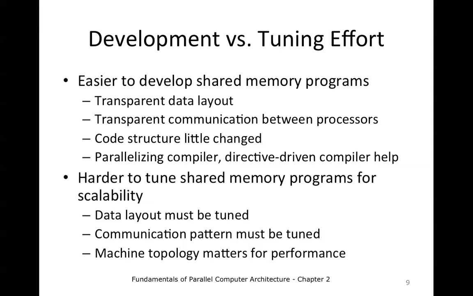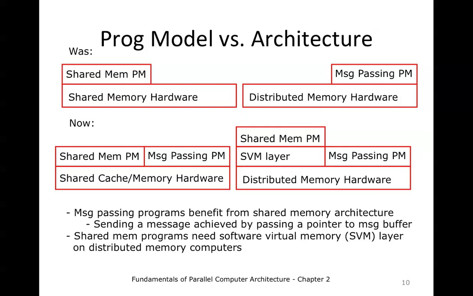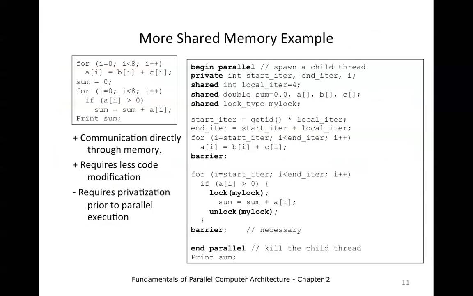Alright, so I have discussed this one, so I'm going to skip this slide. I have another example here on slide 11. Here essentially I'm discussing what needs to be provided in terms of primitives in a parallel programming model for shared memory.